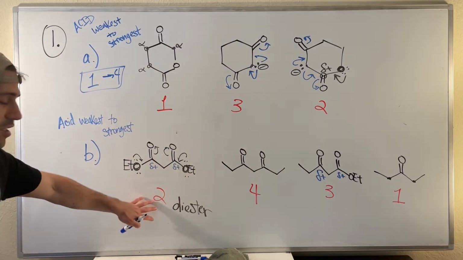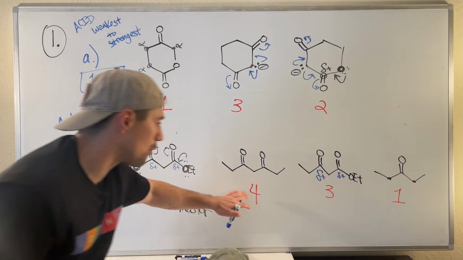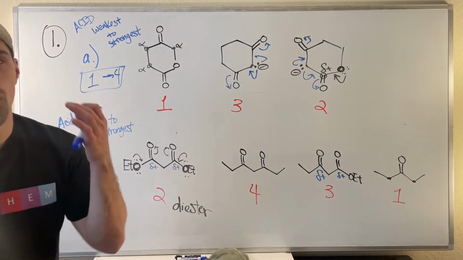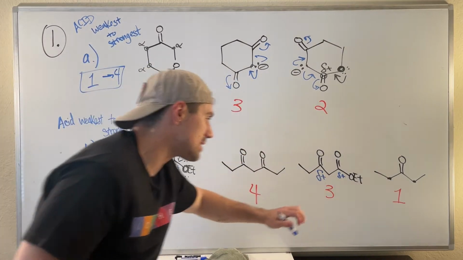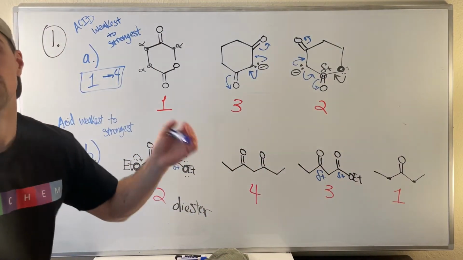So this gives us our second most acidic structure. This gives us our third most acidic, and we get our fourth here because we just have ketones, a plain old 1,3-dicarbonyl. Strongest acid here, second strongest, third strongest, dead last, obviously going 1, 2, 3, 4.